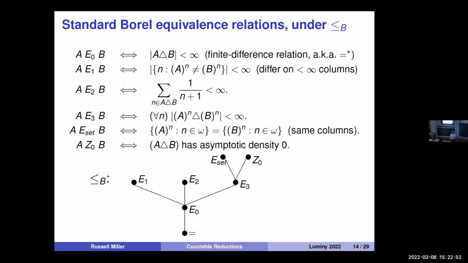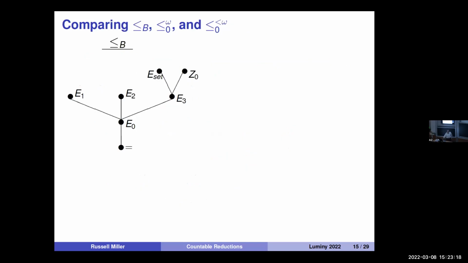And Z0, which might very well have occurred to a lot of us: look at the symmetric difference and ask about its asymptotic density. If that's 0, then A and B are pretty close to each other. Again, the standard picture is here, and it has been established that that's all that you have for Borel reducibility on these particular equivalence relations.